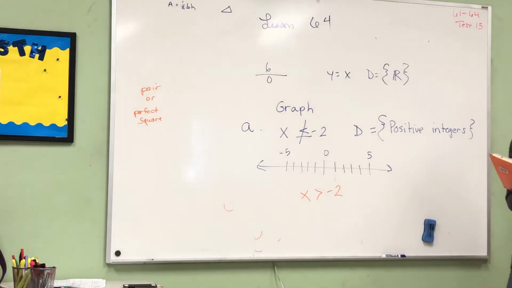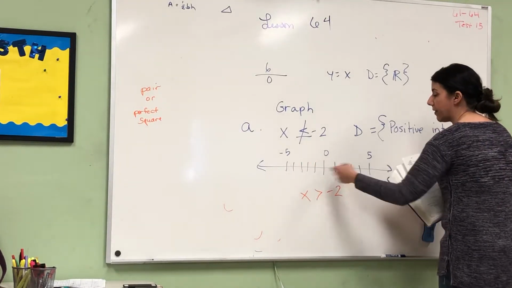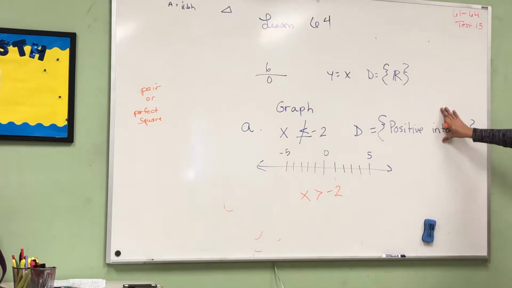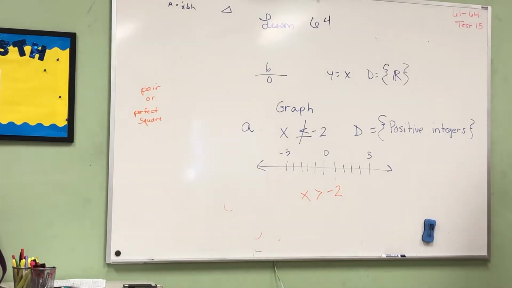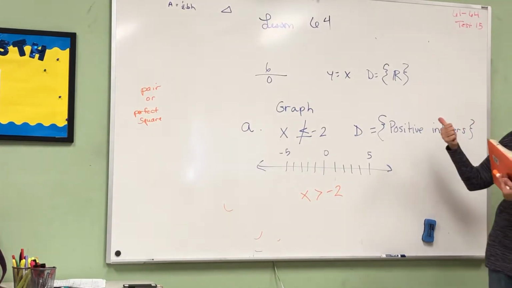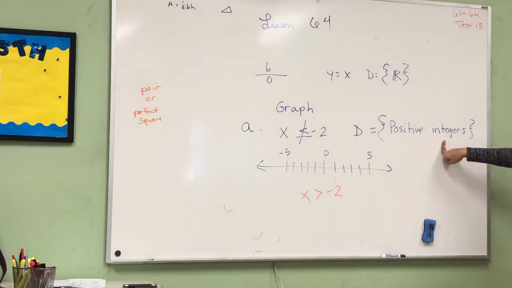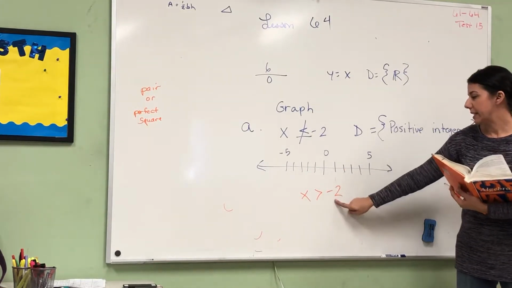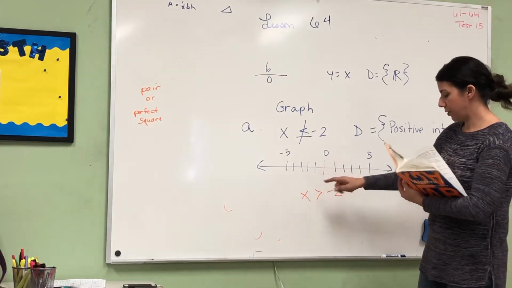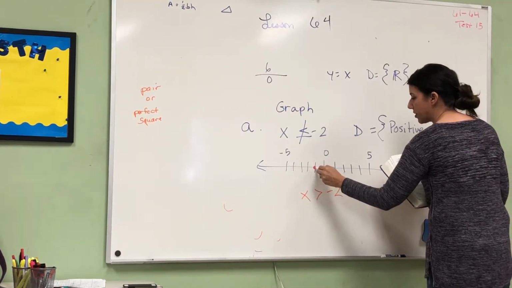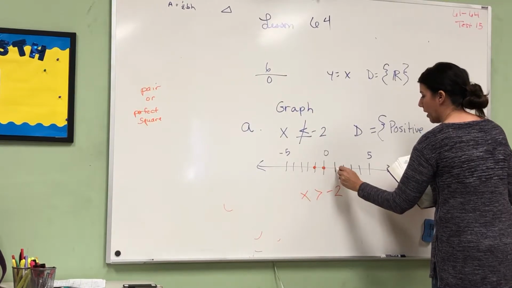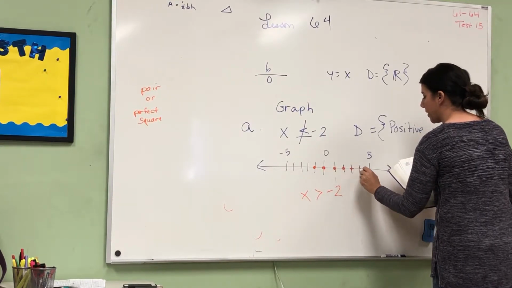Normally when we graph that, that would mean open circle on the -2 and this way. But here's my domain. I can't use every single number on this number line. What am I excluding? Negatives. I'm excluding fractions and decimals because it says only positive integers. And I'm excluding obviously -2. So -2 is not included, but I will start at -1 and I'll just include that, and 0, and 1, and 2, all the way up here.